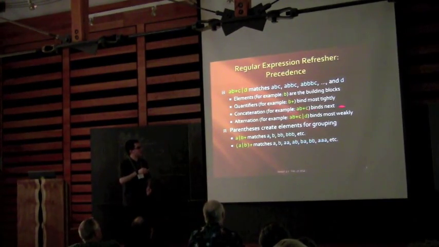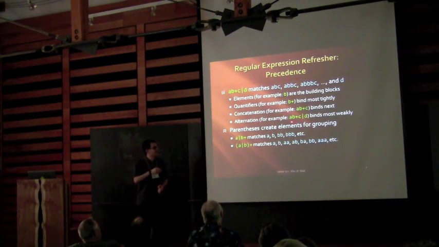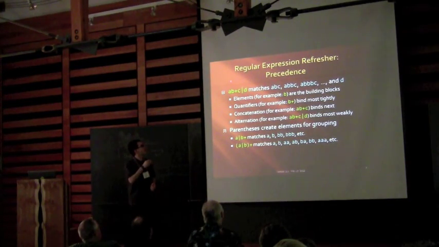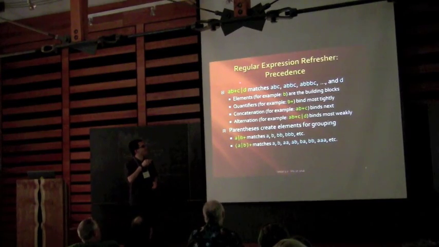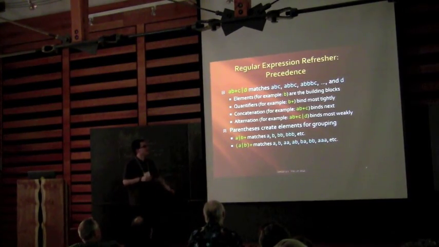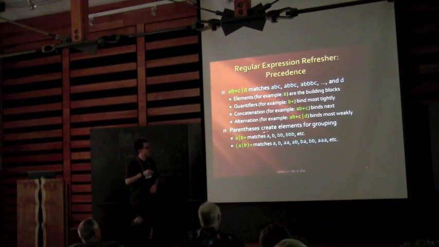And then concatenation binds next. And then finally alternation, it binds the most weakly. So I'm not saying A or B+, and then C or D. It's AB+C, or D. And this is actually extremely useful.